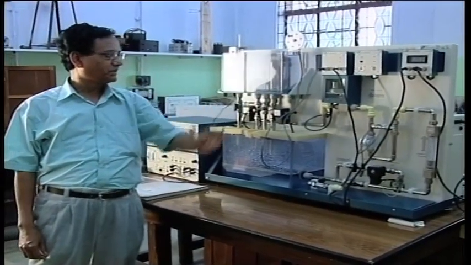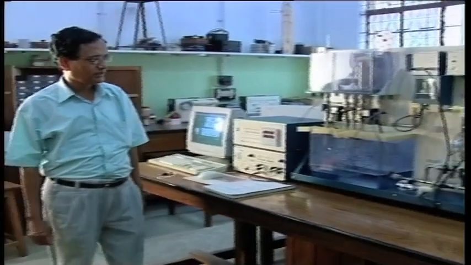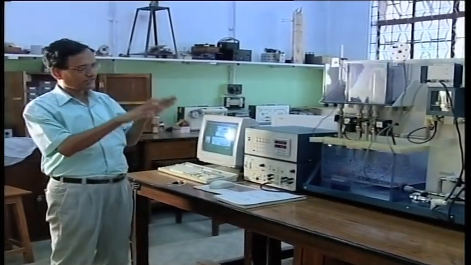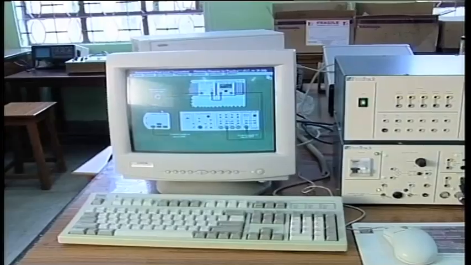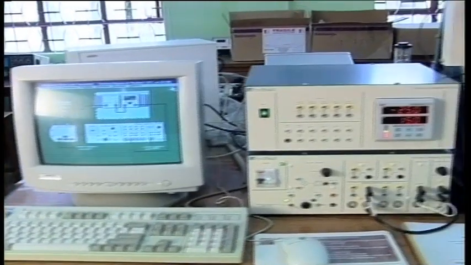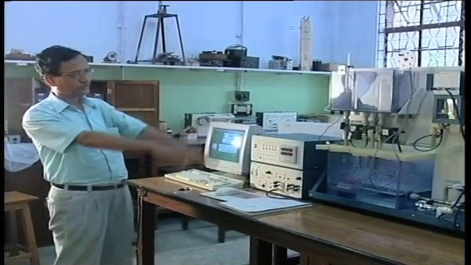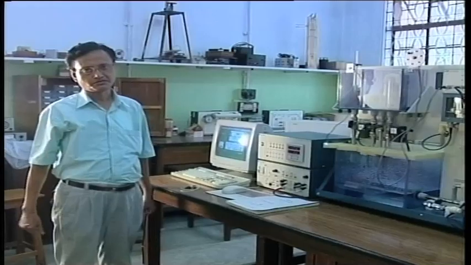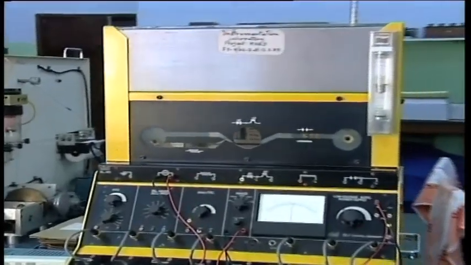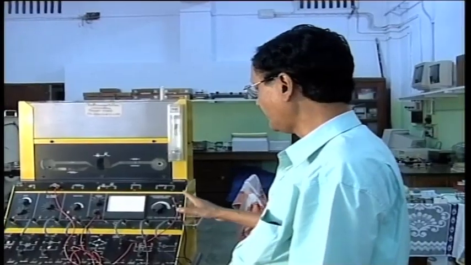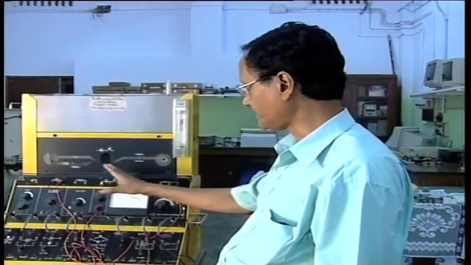Accordingly, you can achieve the particular flow or particular level in this process. This is the miniature version of the actual process. The actual process might be large, but whatever components you can see here, you will find also in the process. In this assembly, you can find several flow meters.